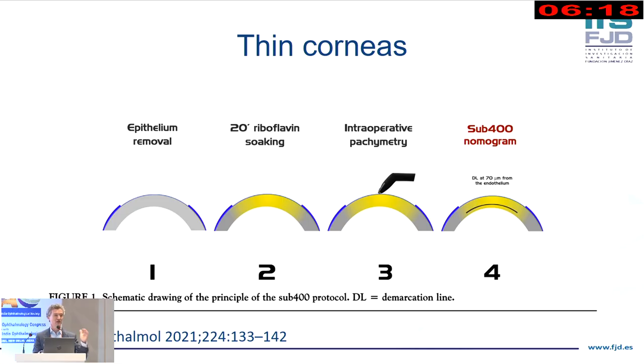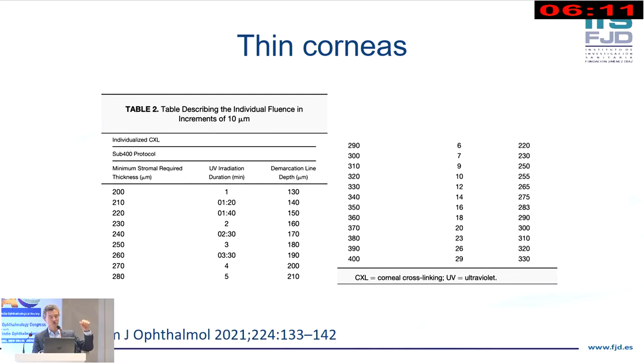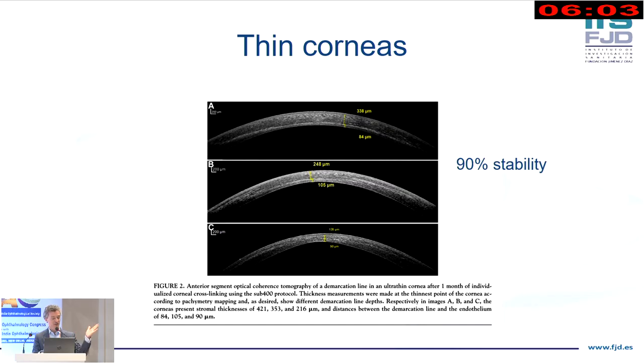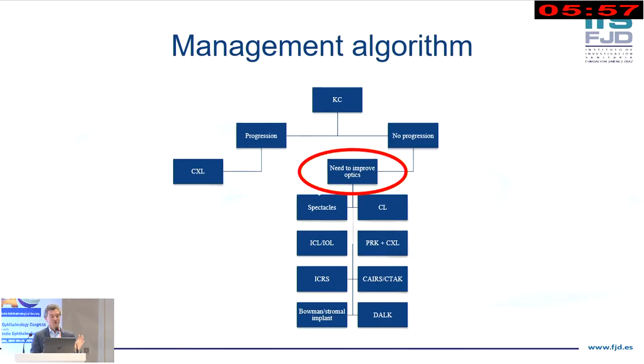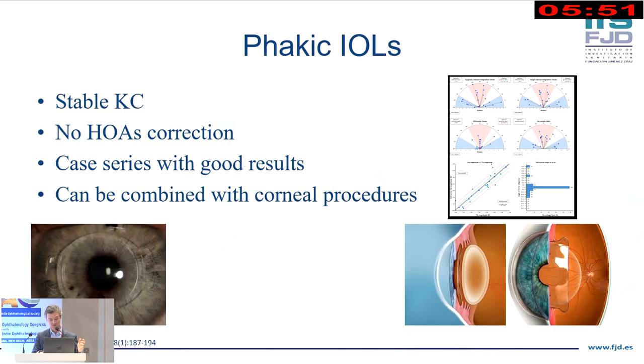If there are thin corneas, what we will do is the sub-400 nomogram, so you can go to the paper and look at the pachymetry of your patient, and then choose the time you're doing the 3 milliwatts irradiation, and they've shown reasonable stability for this kind of patients. When we have stopped progression, we have to decide how to improve optics.